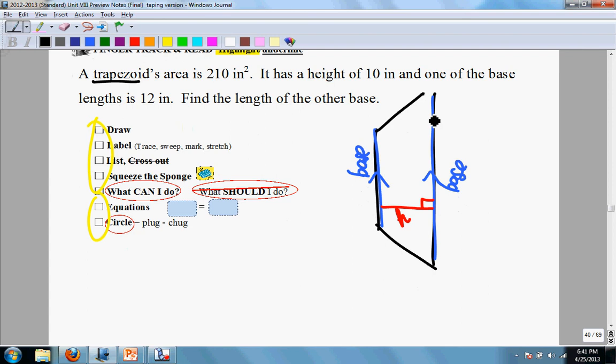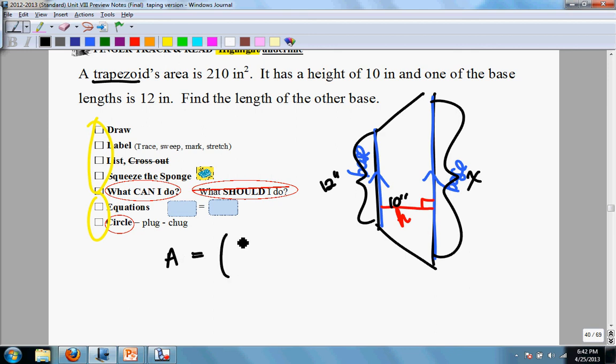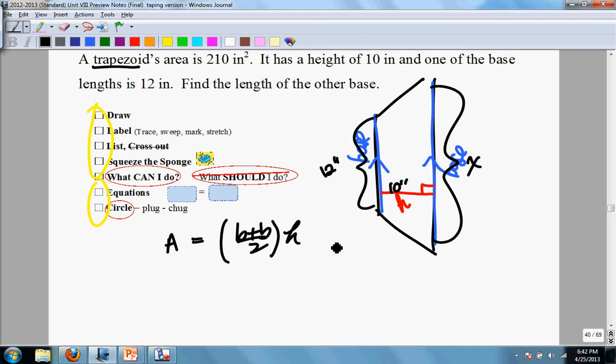So our equation we've drawn, and this is the information we're given. We have a height of 10 inches, so write 10 inches, and a base length of 12 inches. So we'll just call this 12 inches. We want to find the other base. We don't know it, we'll call it x. Equations, two sides with an equal sign. We have area equals, that's going to be base plus base over 2 times the height. Circle, plug, chug. We were told the area, it is 210 right there.